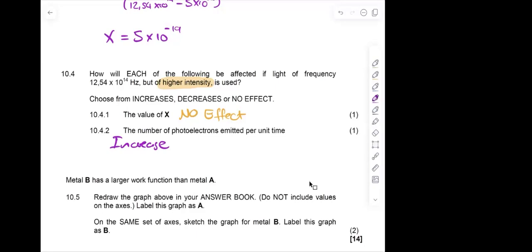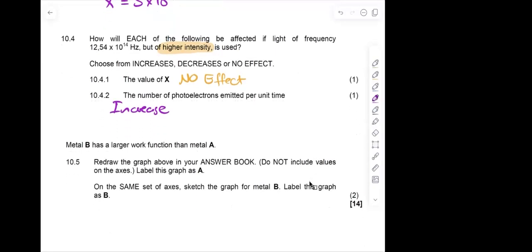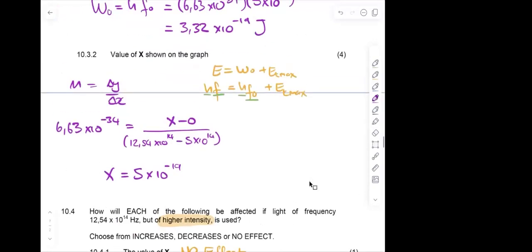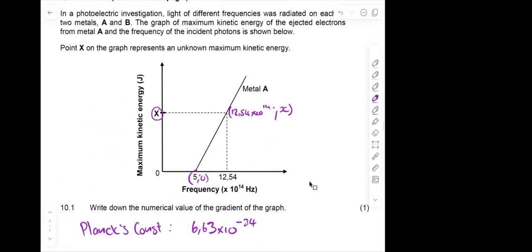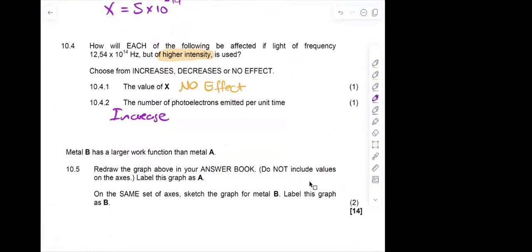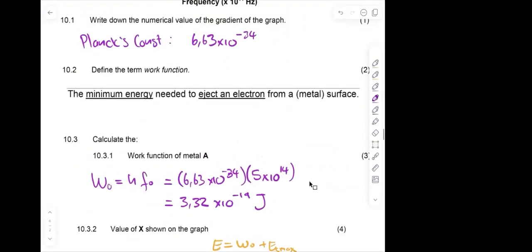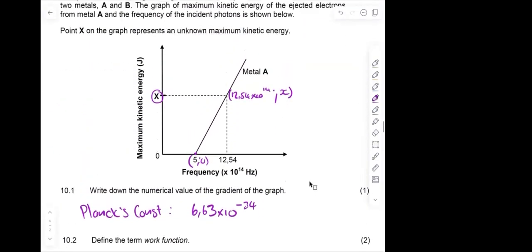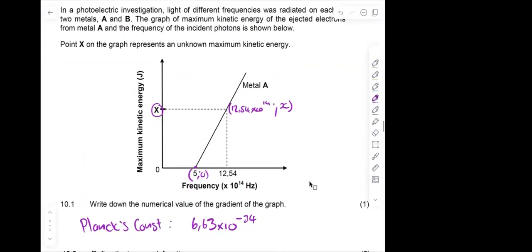All right. And then the last question quickly. Metal B has a larger work function than metal A. So remember, metal A is the one we've been dealing with the whole time. That's this function, this graph over here. So this metal B has a larger work function than metal A. Redraw the graph above in your answer book. Do not include values on the axes. Label this graph as graph A. And then it says on the same set of axes, sketch the graph for metal B. Label this graph as B. So what I'm going to do, I'm going to just copy this on my side, and then I'm going to paste it down there. Then we can redraw it on there.